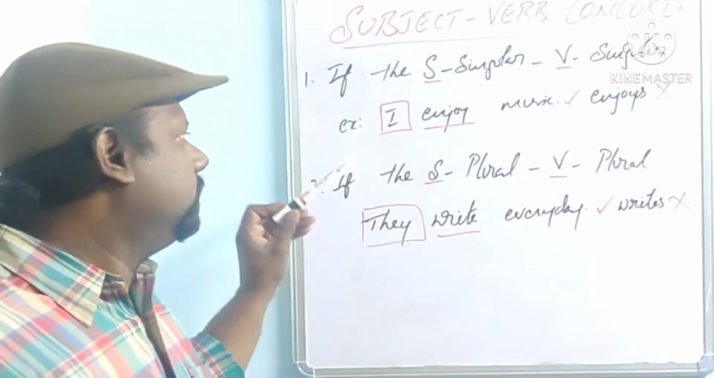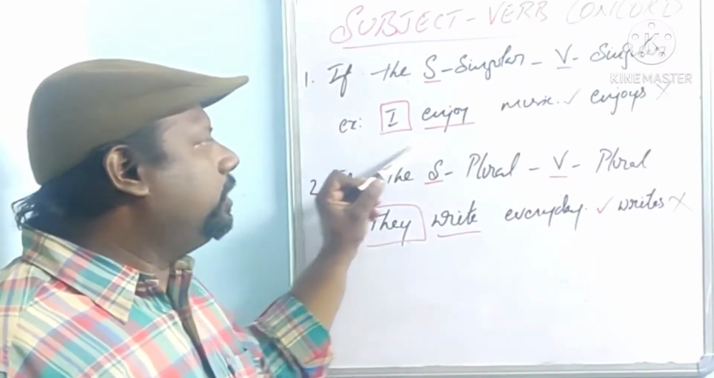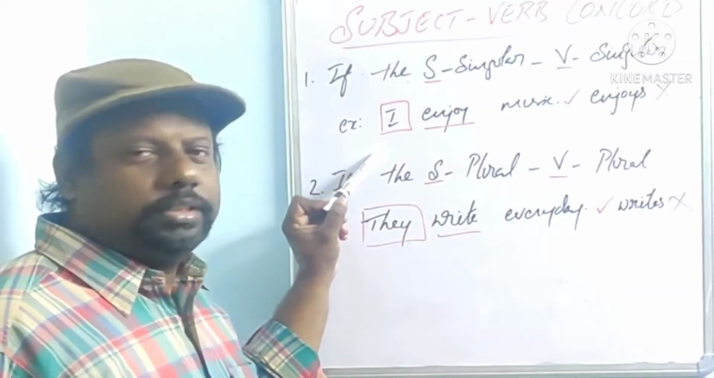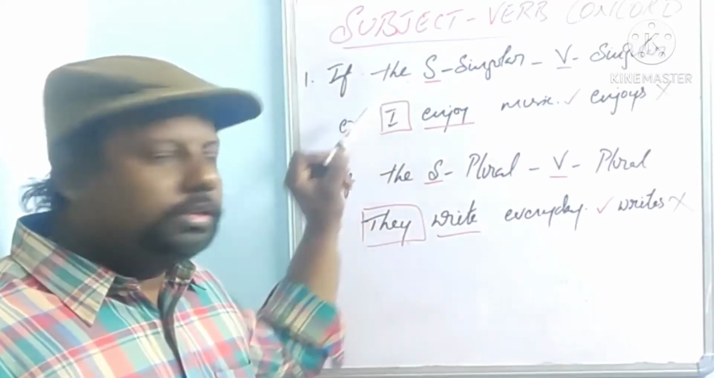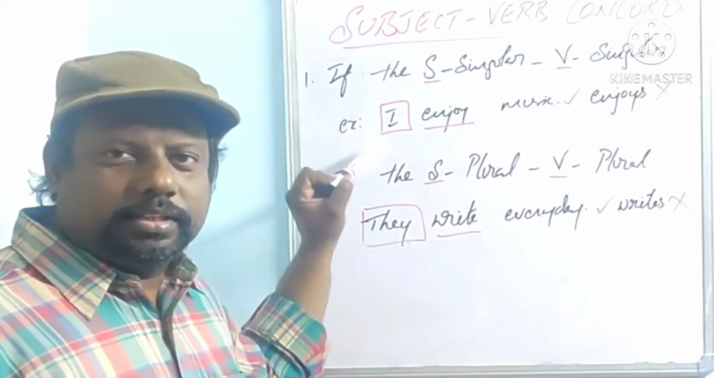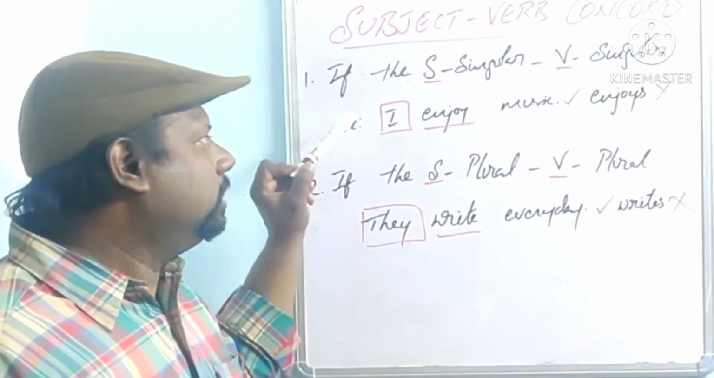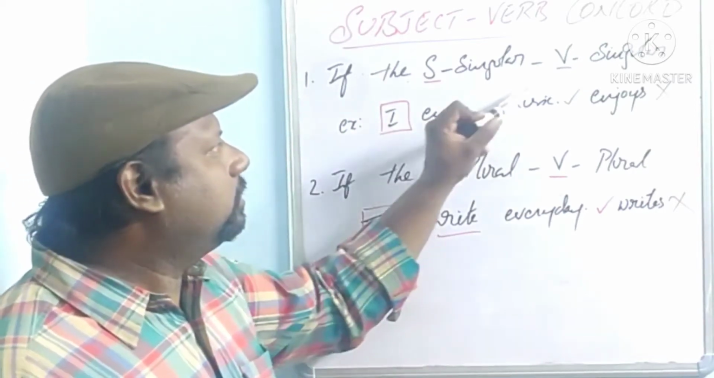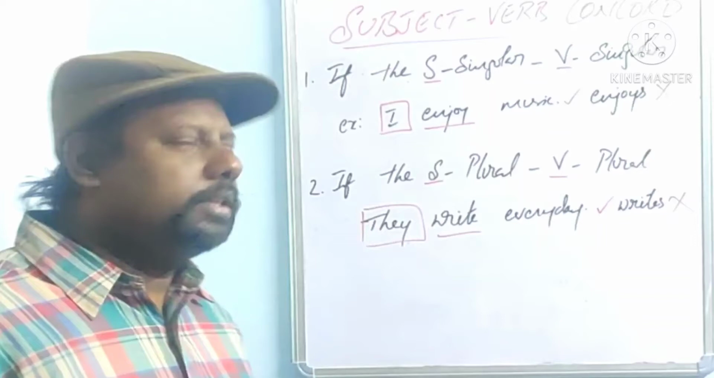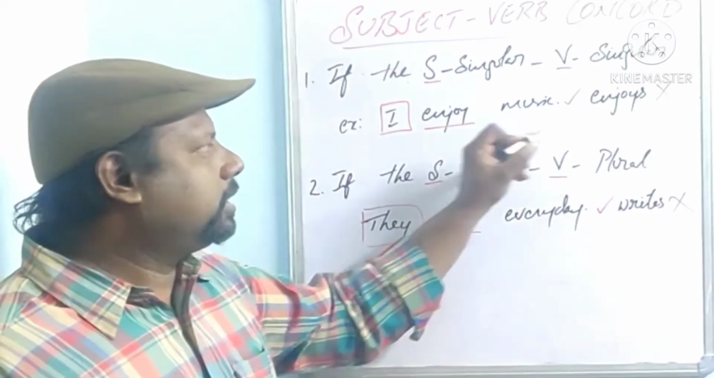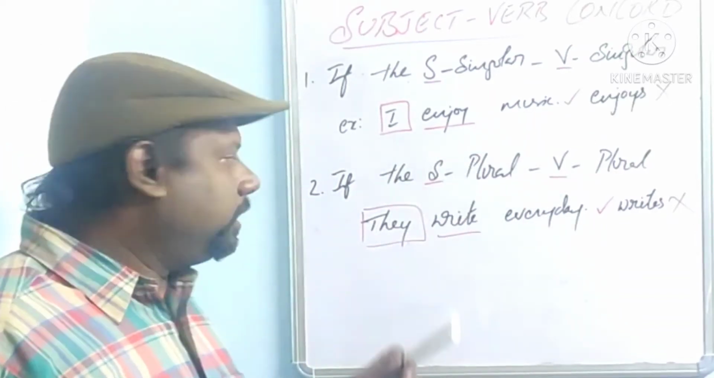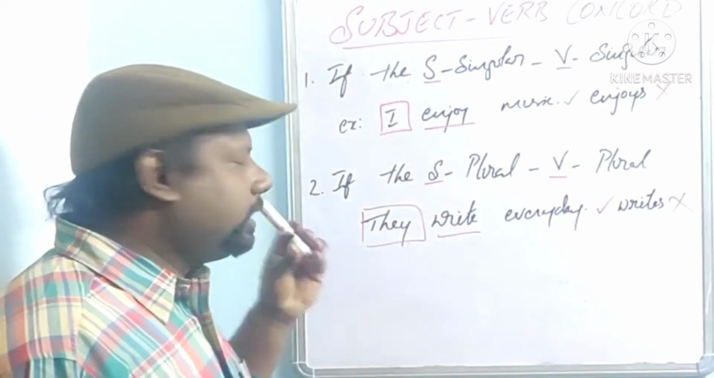See the example. I enjoy music. What is I here? Subject. In which person is it? Singular. Okay, first person singular. So enjoy, the verb also takes singular. I enjoy music. Correct. I enjoys is wrong. Okay. And now, the second point.